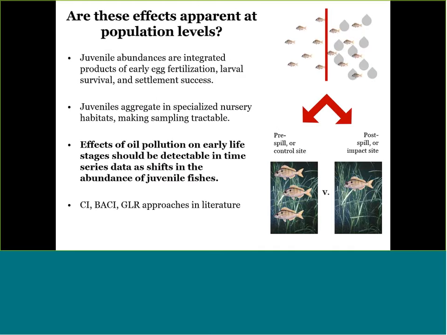So if you're seeing all these effects at the individual level, it makes sense that the population should show some change, right? You can imagine some universe where we've got pre-oiling or post-oiling, or maybe a non-oiled site versus an oiled site. The basic idea is that we should find fewer animals at the oiled site if the oil is having these negative effects. And so if we go out and sample for the number of these fishes, we should see that.